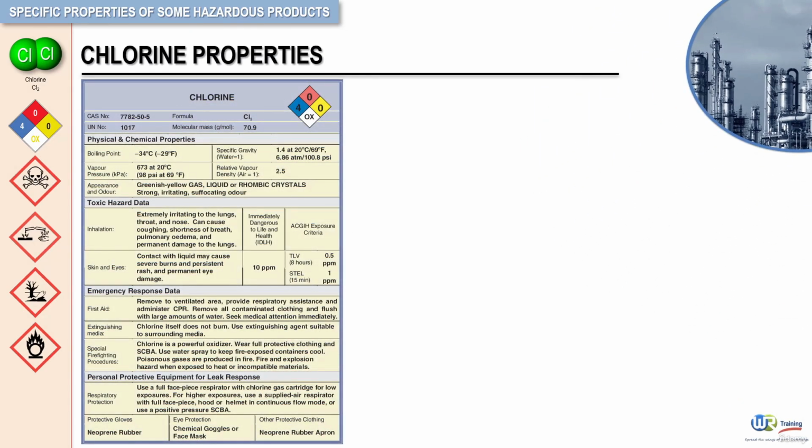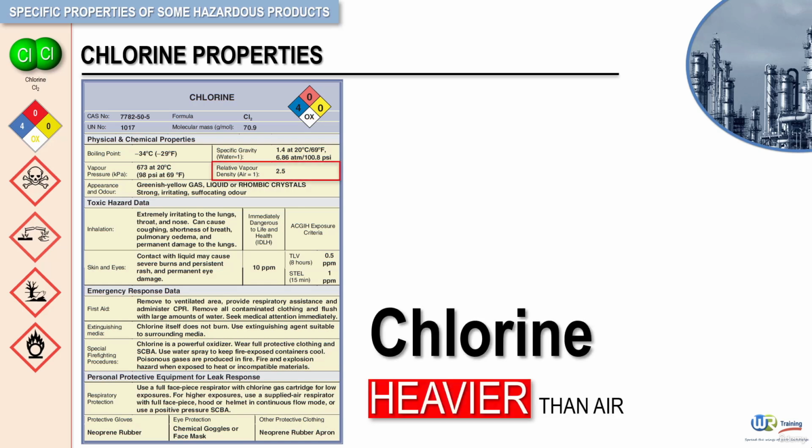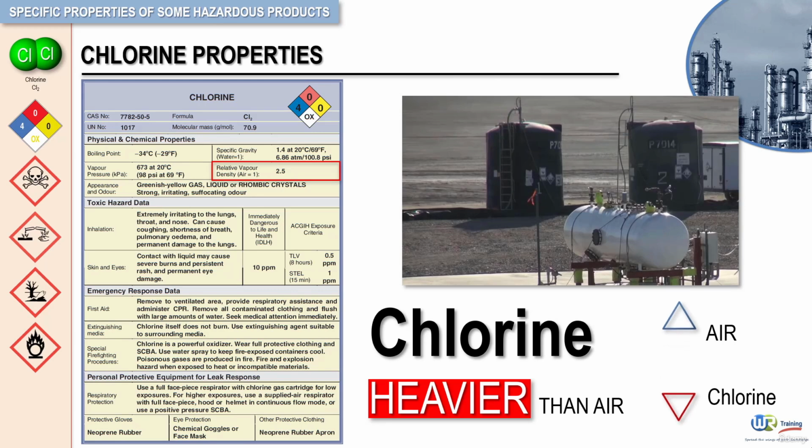The odor threshold of chlorine is about 0.4 ppm. However, remember, odor is not a reliable indicator. Operators exposed routinely to chlorine may lose the ability to smell the chemical at lower levels. Chlorine gas is 2.5 times heavier than air and will tend to collect in low-lying areas where the concentration is high enough. The following video illustrates this.